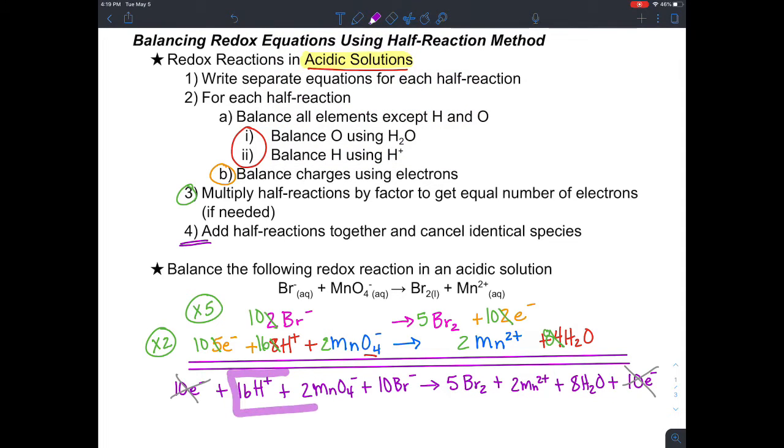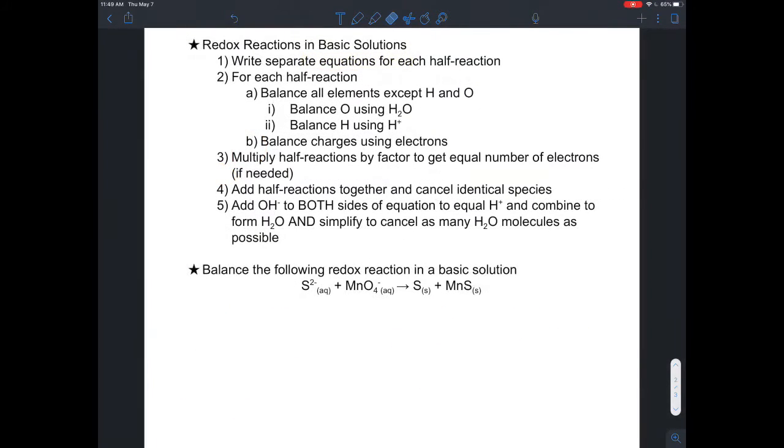And this is our net redox reaction balanced equation in an acidic solution. Now we're going to take a look at a redox reaction in a basic solution. This is actually very similar to the one in acidic solution, but we're going to add an extra step at the end to make it a basic solution.